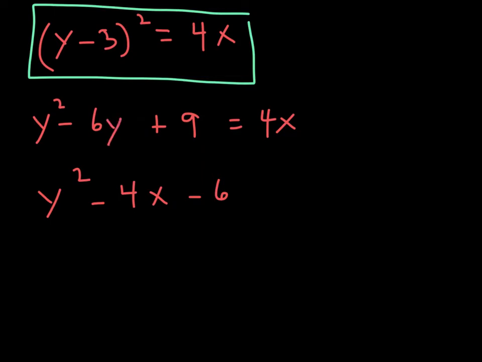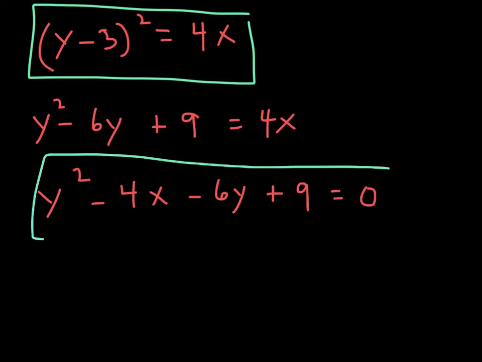All right, very good. Let's go back. y squared minus 4x minus 6y plus 9, and all of this is equal to 0. This is an equivalent rectangular equation for that parabola that is opening to the right. Notice that there's only one variable being squared, and that's y, so I do know that this is an equation for a parabola opening sideways.